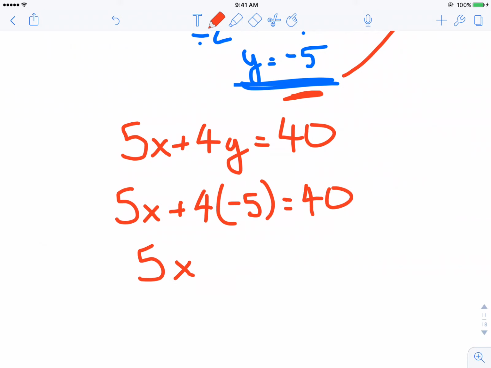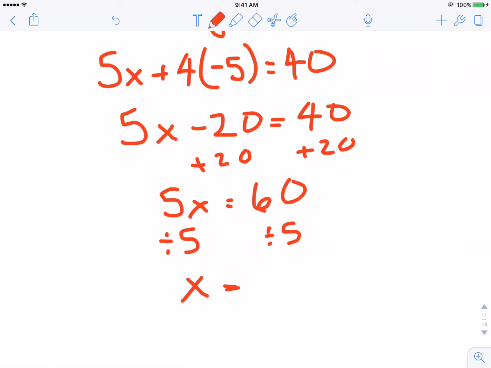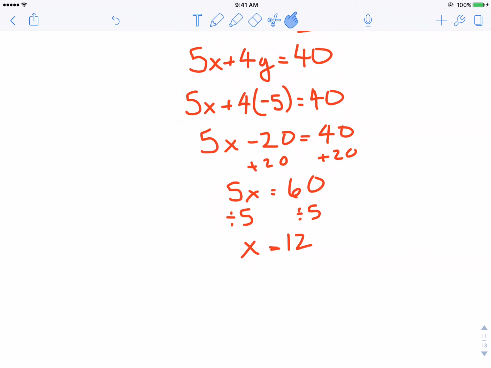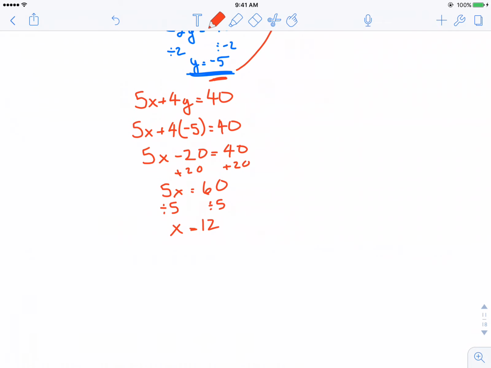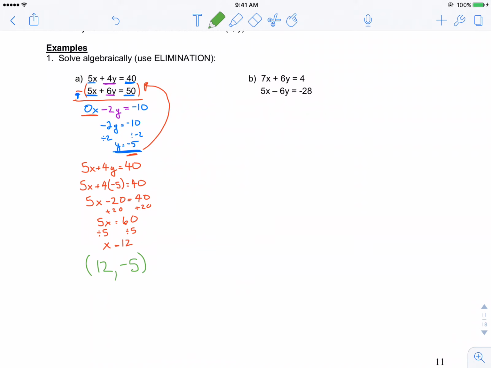5x minus 20 is equal to 40. Add 20, add 20. I get 5x is equal to 60. Divide by 5, divide by 5. X is equal to 12. Took me a while to figure that out. So now I have a solution to my system. Now, after the algebra that we've done, my solution to my system is 12, negative 5. And then, of course, you would have to go through all the verification steps.